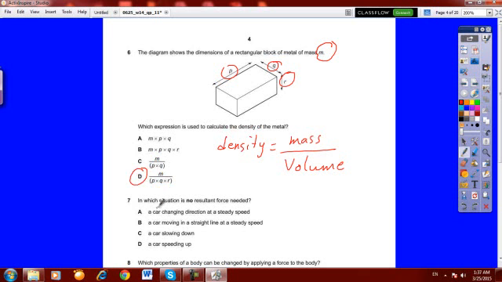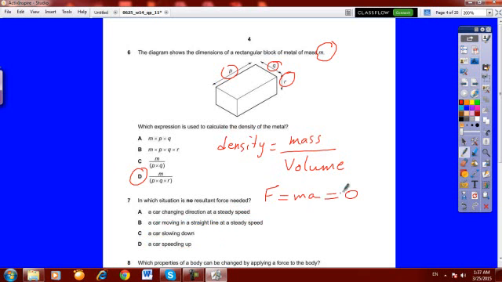Number 7. In which situation is no resultant force needed? No resultant force means F, which is equal to ma, is equal to 0. Part A, a car changing direction at a steady speed. B, moving in a straight line at steady speed. C, car slowing down. D, car speeding up. In order to have F equal to 0, a also should be equal to 0.